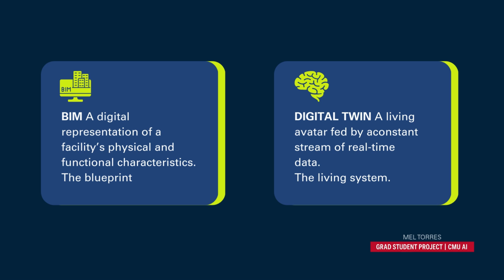Okay, first things first, we need to get a key distinction straight, and this is absolutely fundamental if you're doing research in this space. You've heard of a building information model. It's an incredible blueprint for sure, but a digital twin, that's our focus today. That's the living, breathing avatar. It has a pulse. It's fed by a constant stream of real time data. So remember this: BIM is the blueprint. The digital twin is the living, breathing system.